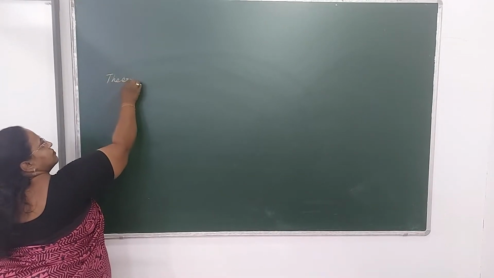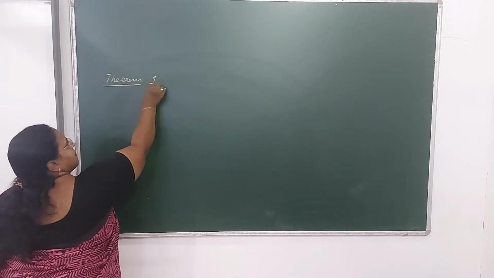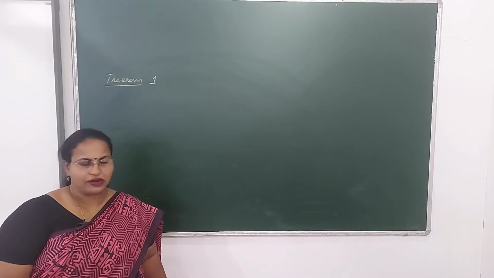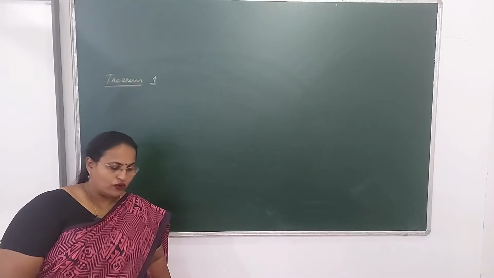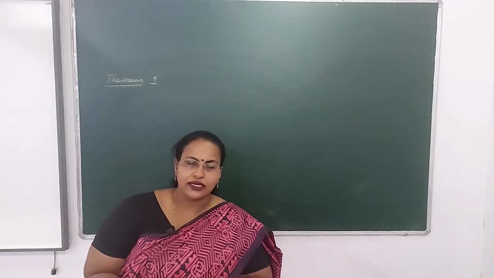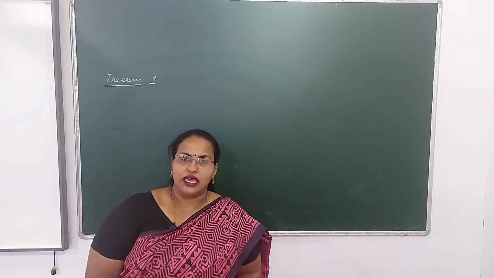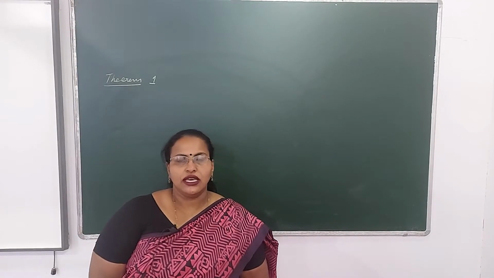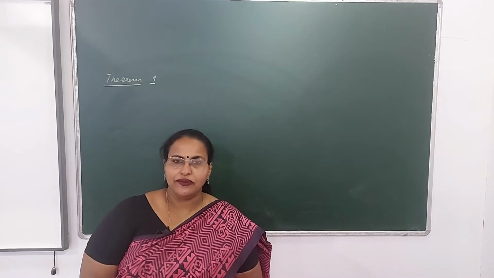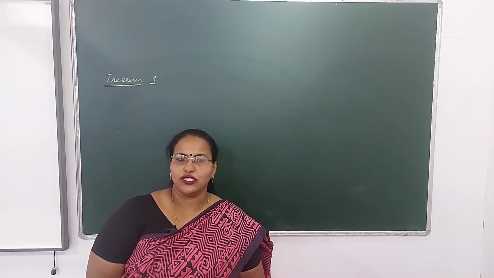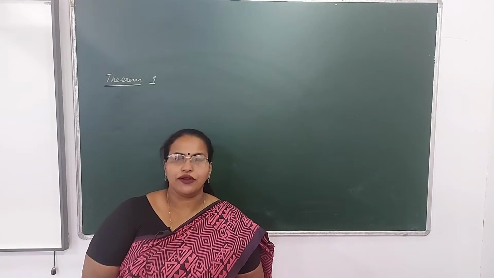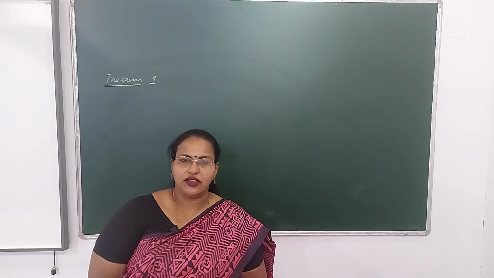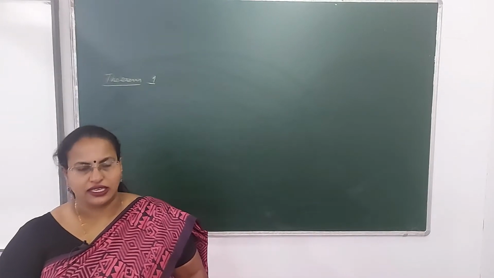The first theorem. This is based on the concept of symmetric and skew symmetric matrix. Let me remind you, what is a symmetric matrix? A square matrix A is said to be symmetric if it is equal to its transpose. That means if A is a square matrix of any order and if A is equal to A transpose, then we say that A is a symmetric matrix. In case of a symmetric matrix, the element Aij will be equal to Aji.